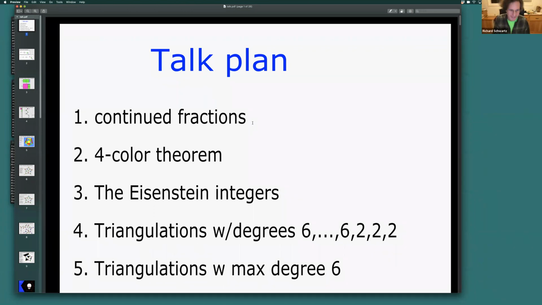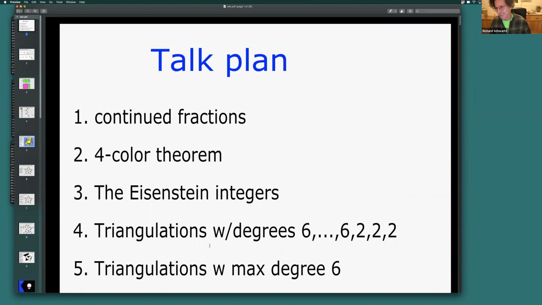Right. Okay, great. So anyway, here's a plan for the talk. I'll explain these things, continued fractions and the four-color theorem. Maybe I won't go into as much detail as I did in the popular talk. I'll say a word about the Eisenstein integers. I'll talk about certain kinds of triangulations.